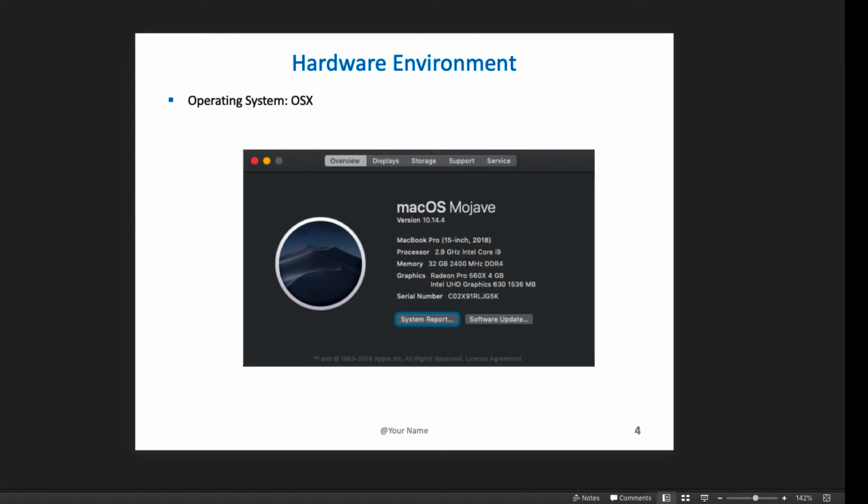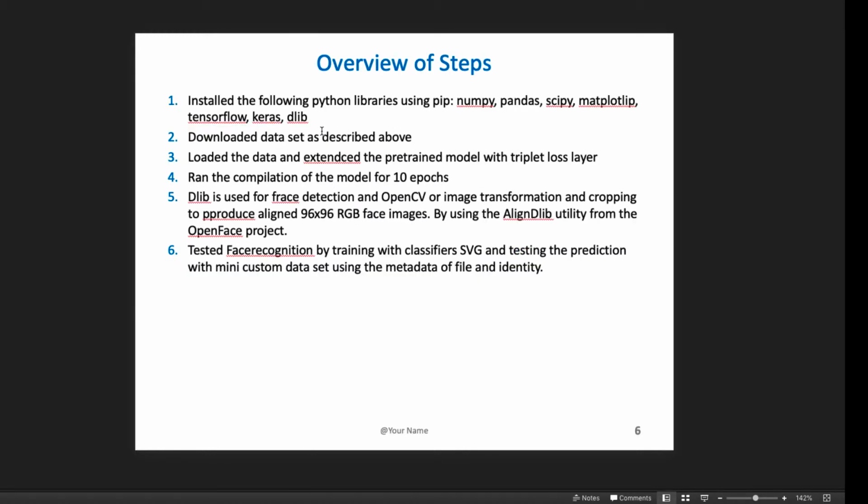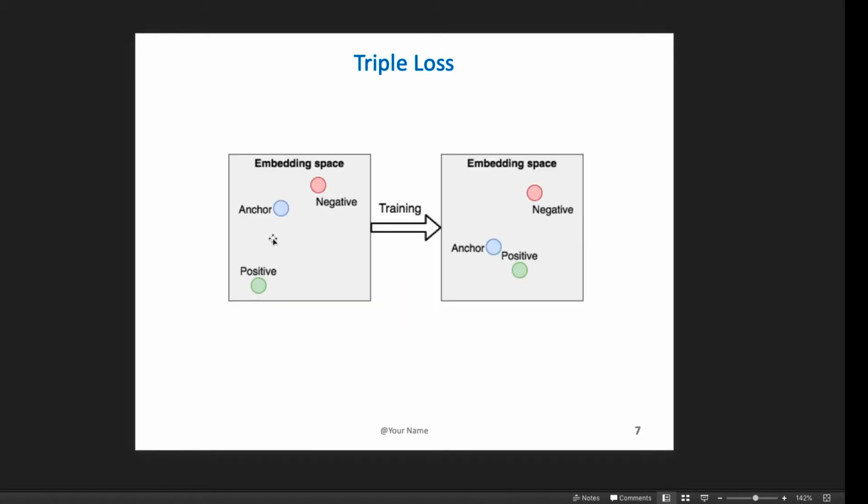I did this on a Macintosh, and my data set came from Labeled Faces in the Wild, from which I took a subset for the toy subset. And there is mapping image vectors to our anchor, the original image, the positive image, that is the same identity, the same person, and the negative image, which is the different identity. And after you train them, the distance between the anchor and the positive is very small, and between the anchor and the negative is very large.